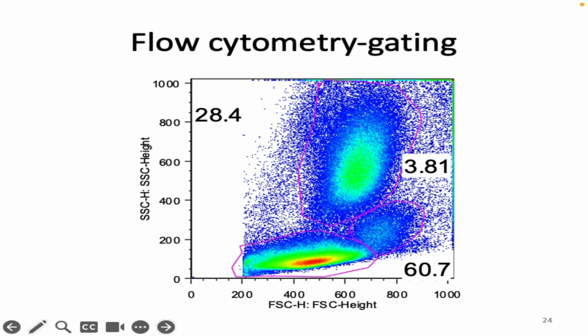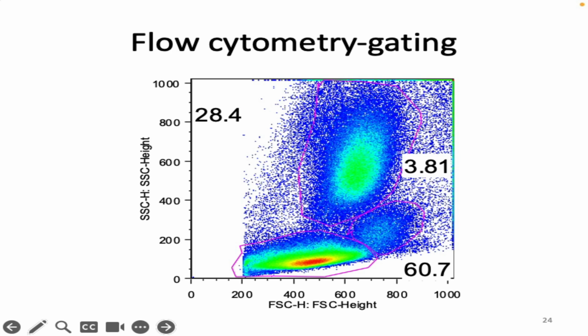And the software will even say 60.7% of the cells were in this region you drew. So 60.7% of the cells have this kind of phenotype. 3.81% of the cells have this phenotype, 28.4% have this phenotype, and I can draw that. So that starts to give me pretty good information. I could compare different samples. This population of cells that is the smallest but totally the least granular, those are lymphocytes. So I know that this animal had 60.7% of its blood, its white blood cells, were lymphocytes.